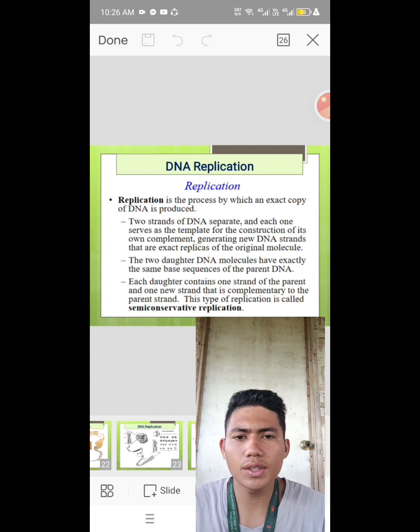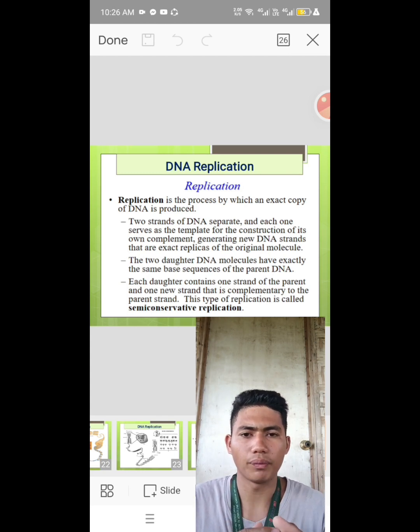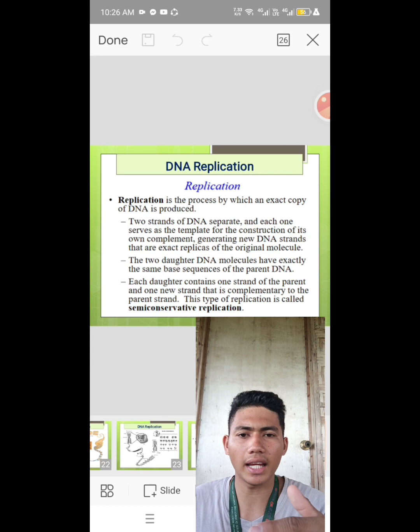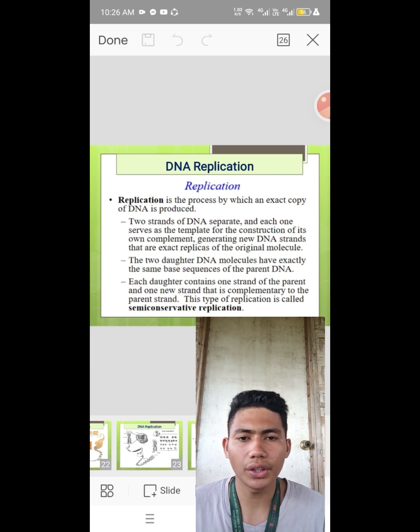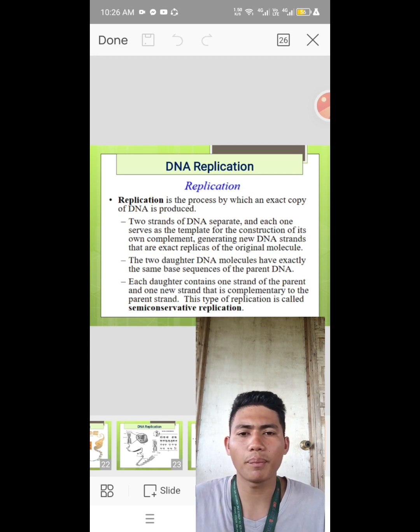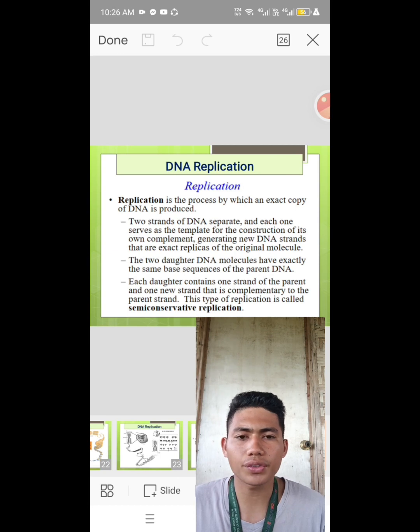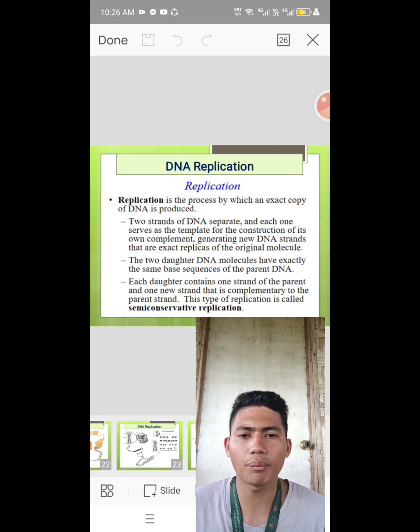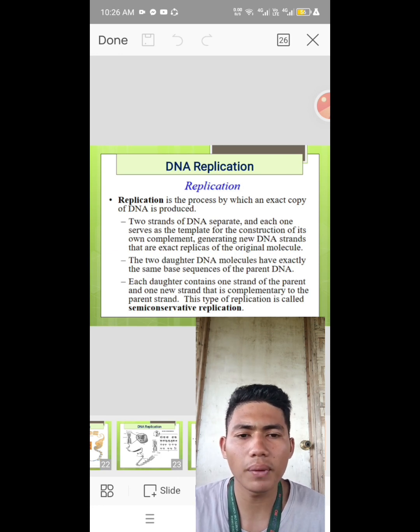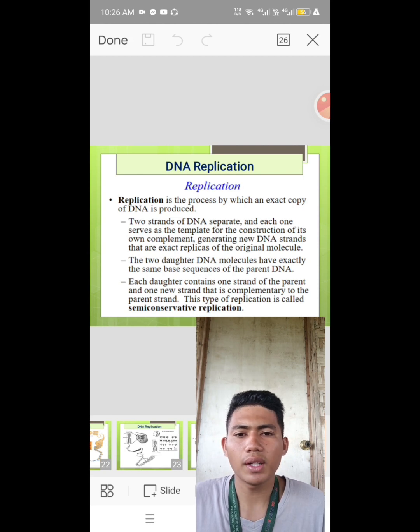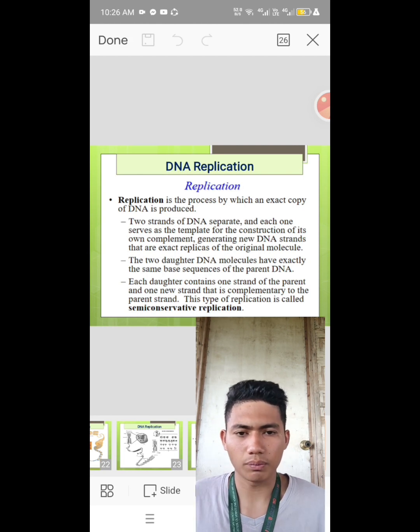And this is now called the daughter DNA molecule. These two daughter DNA molecules have exactly the same base sequence as the parent's DNA. Each daughter contains one strand of the parent and one new strand that is complementary to the parent strand. This type of replication is called semi-conservative replication.